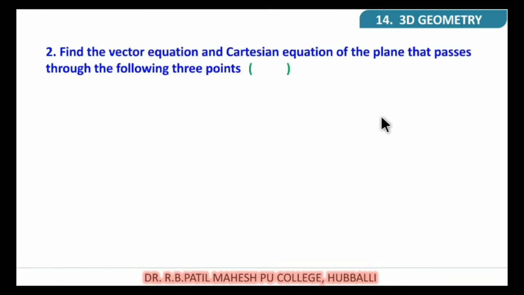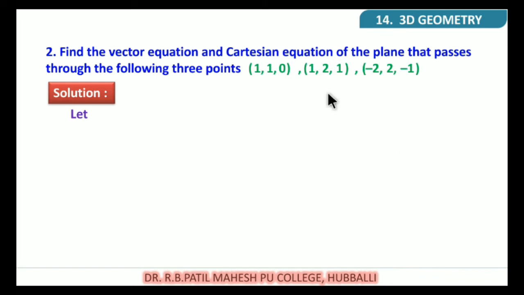Similarly, we have a second example. Find the vector equation and Cartesian equation of the plane that passes through the following 3 points: 1, 1, 0, 1, 2, 1, and minus 2, 2, minus 1.